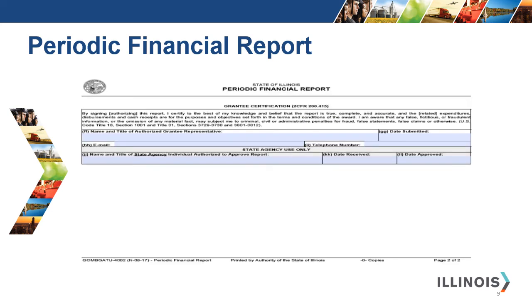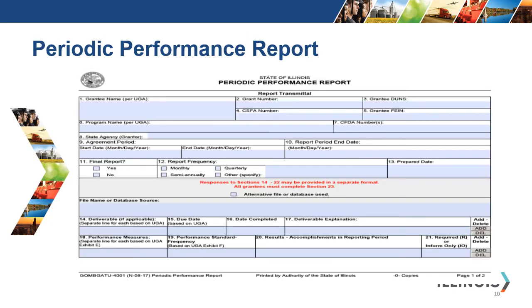The second page of the PFR needs to be signed by the authorized official or the designee as indicated in the grant agreement. On the PFR, cell 14, deliverable is from Exhibit B of the grant agreement. For example, 1210 construction. Cell 15, due date, is the end date of the grant.